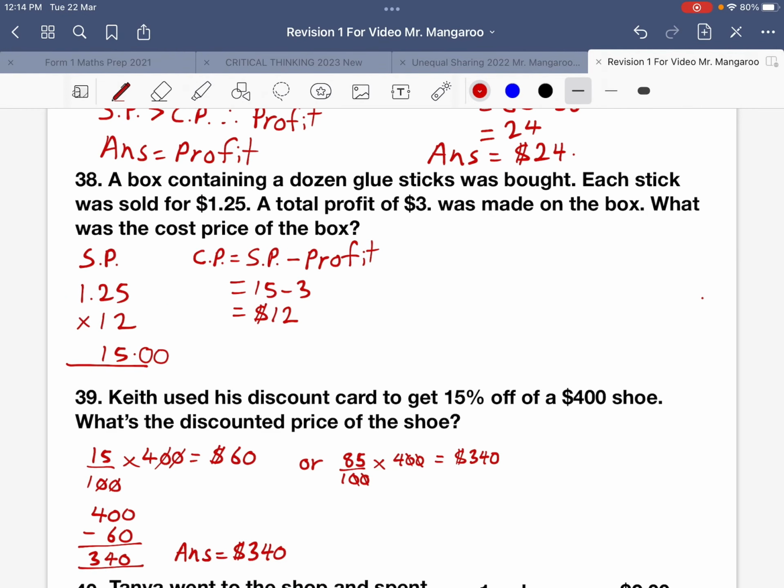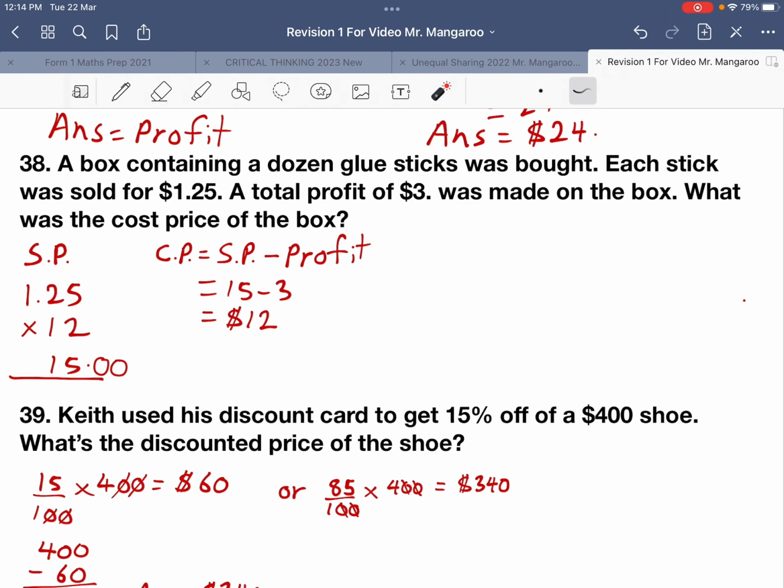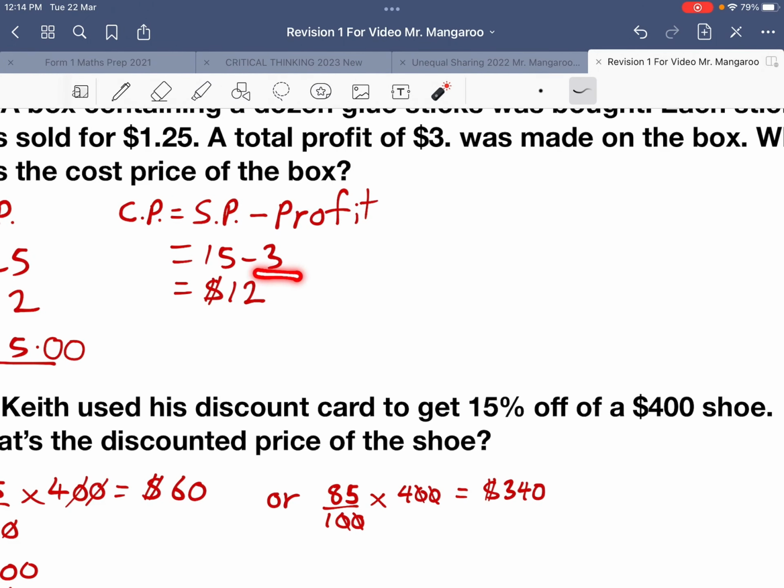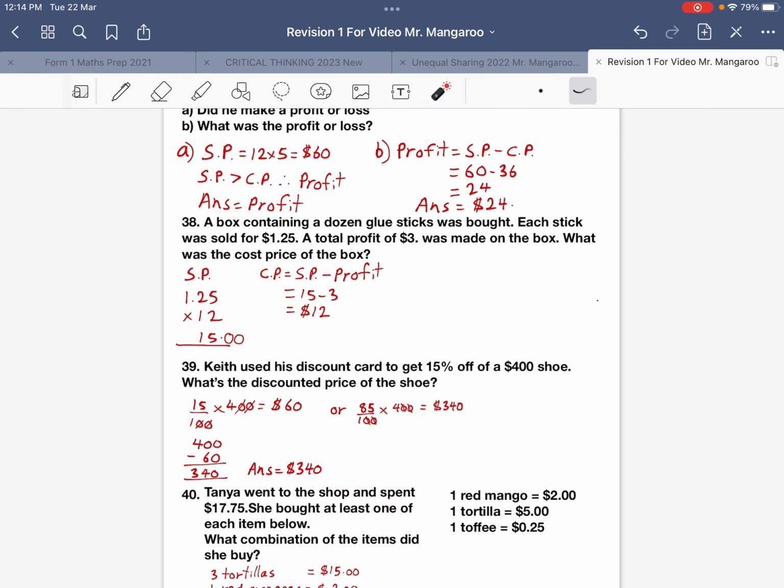Right, we know that the profit is $3. Right, so it means that the profit is $3 more than the cost price. So if we take away the $3, we'll get a cost price. Or in other words, the cost price is equal to selling price minus profit. 15 minus 3 is 12.